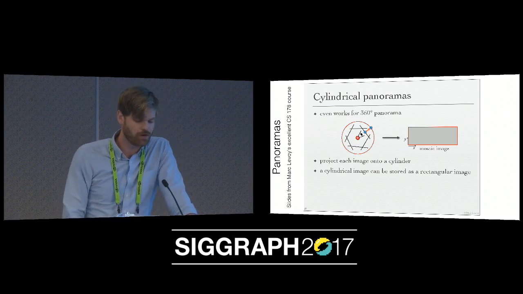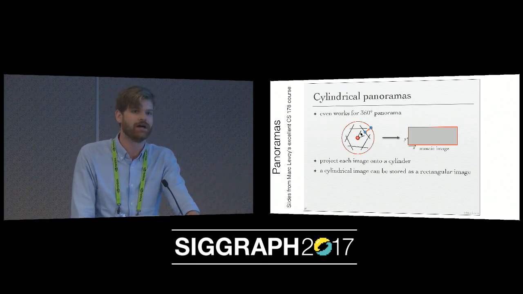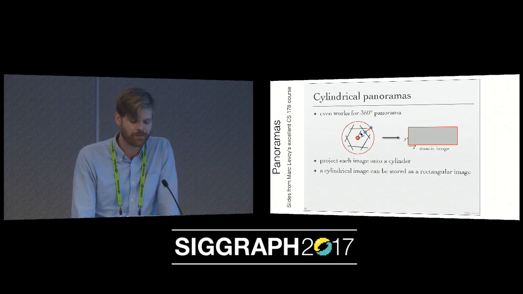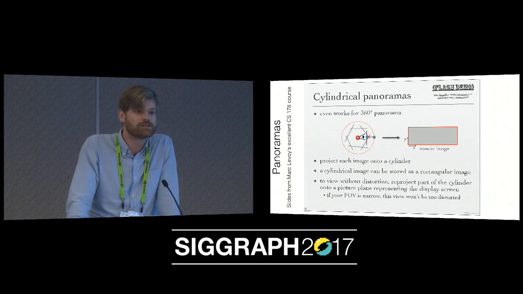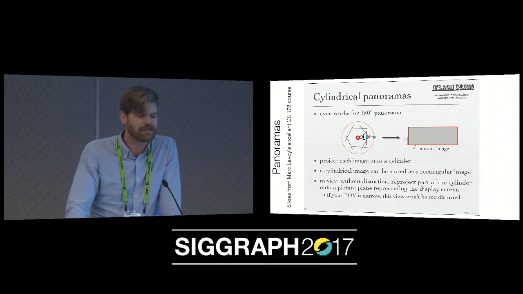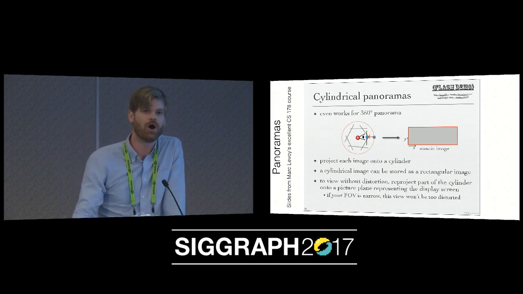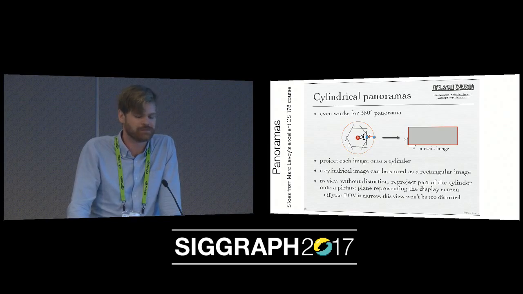And then what we want is, if we have the cylindrical panorama now, where each of the images are projected and splatted onto a cylinder, we can actually generate a new view from this scene by taking an arbitrary point on the cylinder and projecting that view onto a plane again. And then we can have an undistorted view of that same scene.